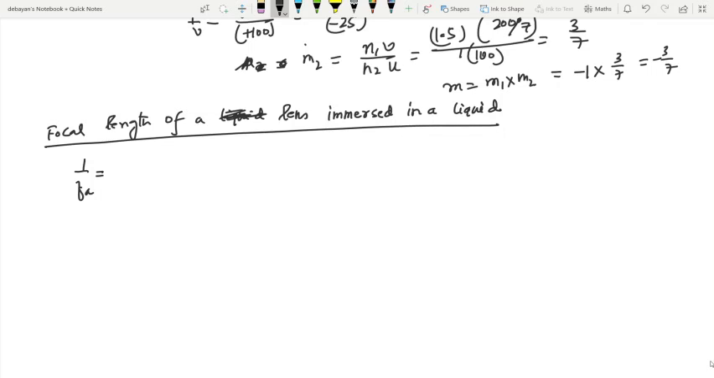Now the refractive index of glass with respect to liquid, then the focal length in the liquid we can find, that should be refractive index of glass with respect to air divided by refractive index of liquid with respect to air, minus 1, into 1 by r1 minus 1 by r2.